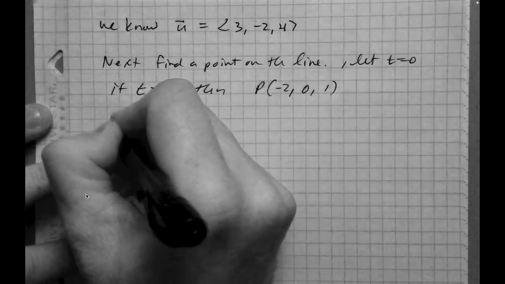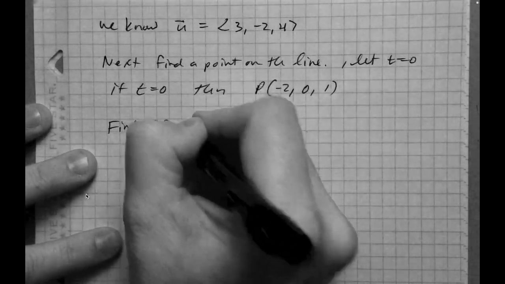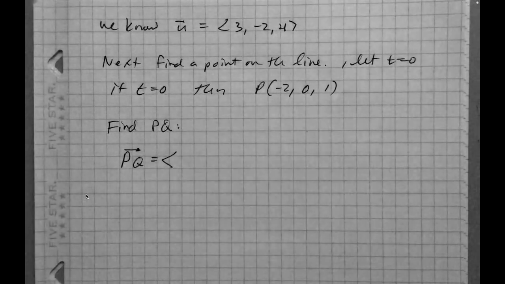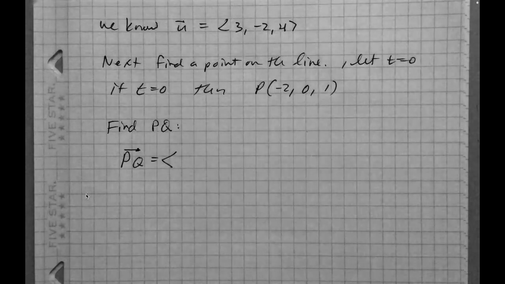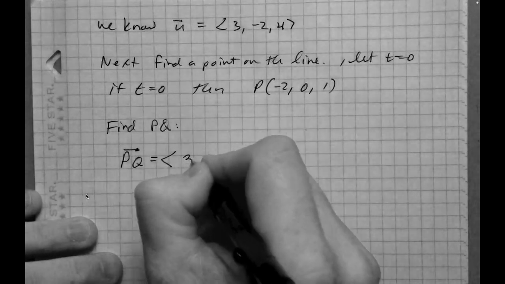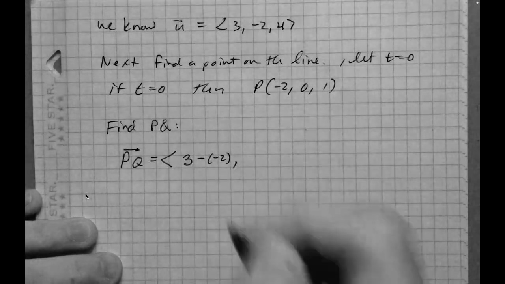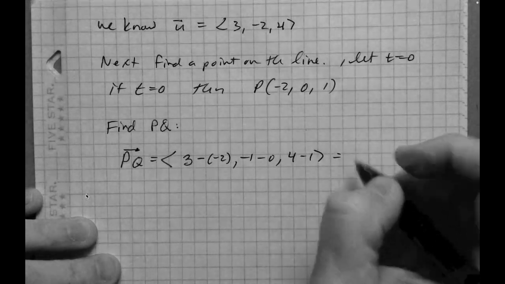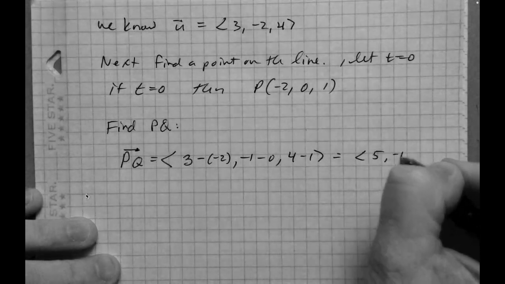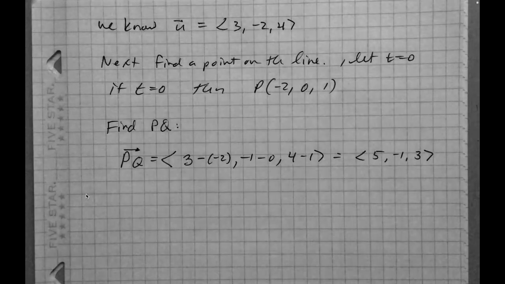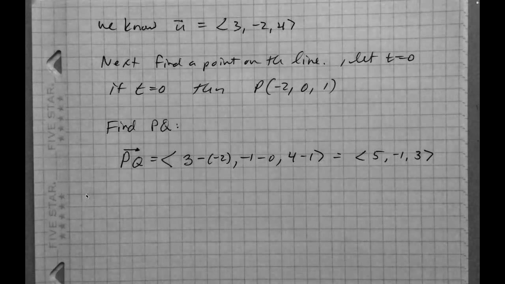Okay, so now we can find PQ. Again, you're just going to take your point P that you just found, and subtract that from Q. So it'll be 3 minus -2, and then -1 minus 0, and then 4 minus 1. And so what do we get? (5, -1, 3). Okay, and so now we just need the cross product and the norm of u.